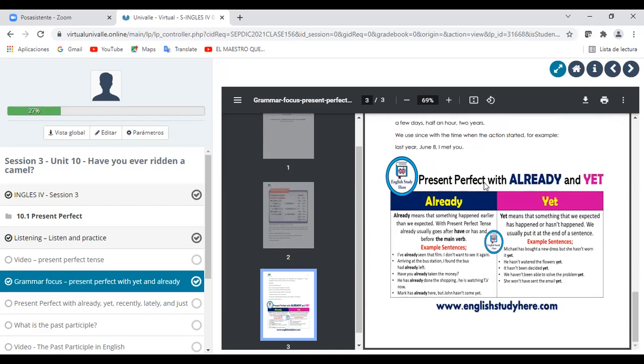The present perfect with already and yet. Already means that something happened earlier than we expected. With the present perfect tense, already usually goes after have or has and before the main verb. Yet means that something that we expected has happened or hasn't happened. We usually put it at the end of a sentence.